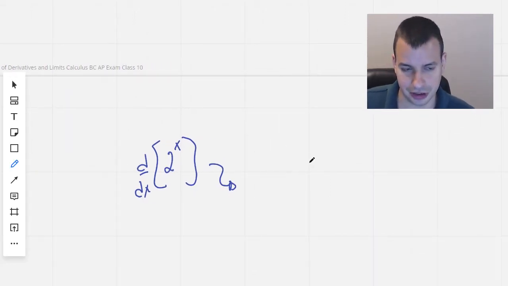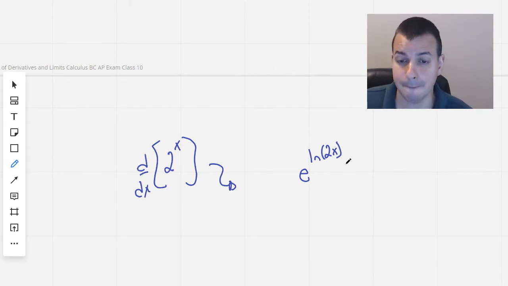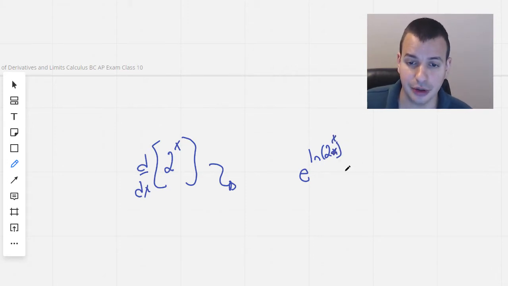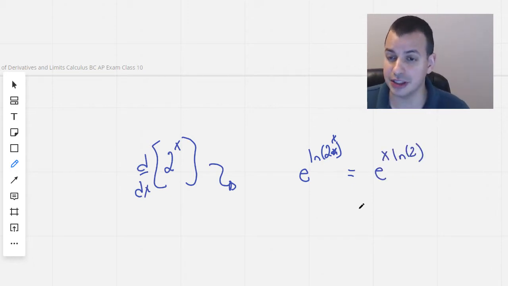So the first thing you do with this is you take 2 to the x, and you rewrite it as e to the natural log of 2 to the x, which we can then rewrite as e to the x times natural log of 2. This is just your basic log rules.